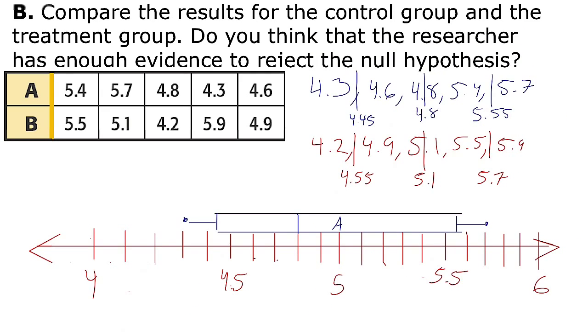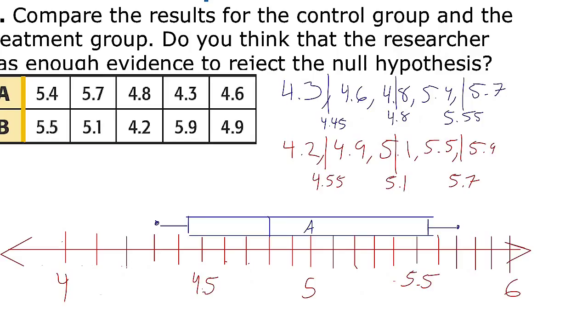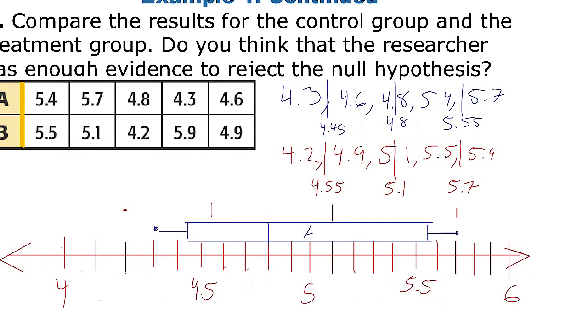Now for Group B, the treatment group, go through and do the same thing. So we have a median at 5.1, so right here. A quartile 1 at 4.55, so right down here, and a quartile 3 at 5.7, which is up here. And we have a minimum of 4.2 down here, and a maximum of 5.9 up here. Again, make sure you close that box off entirely and draw your whiskers. So that's Group B.